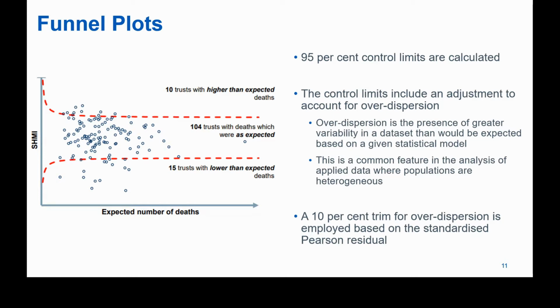So over-dispersion is where there's greater variability in a data set than we would typically expect given a particular statistical model. And it's a really common feature in applied data analysis because in practice populations are frequently heterogeneous, i.e. non-uniform, which is contrary to the assumptions implicit within widely used parametric models. So by ensuring that we do that trim for over-dispersion, we don't get as many in the higher than expected or lower than expected.